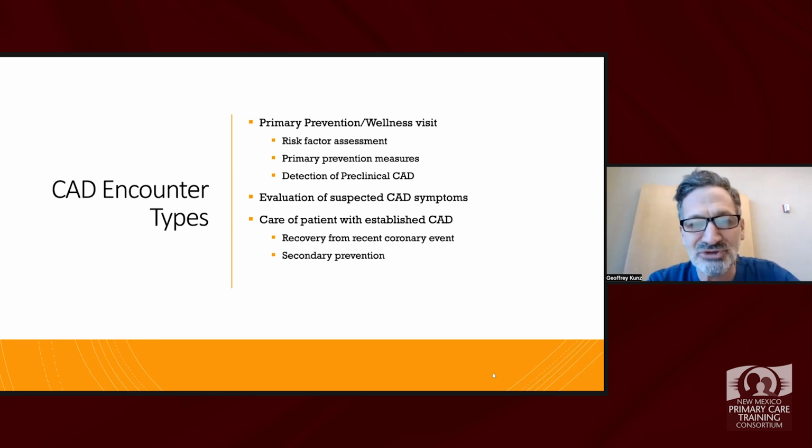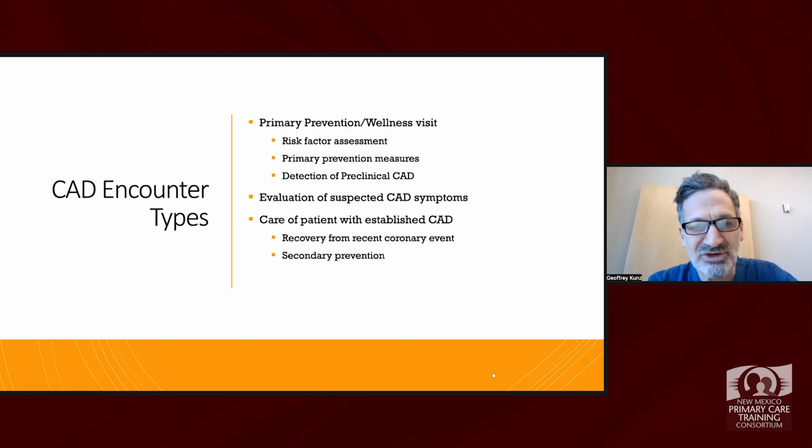The second encounter type is someone for whom you have some suspicion for anginal symptoms or symptoms of CAD. The first visit is called primary prevention, where you're trying to prevent something from happening. In the second case, you think somebody may have something going on, and the question is how you approach that patient.